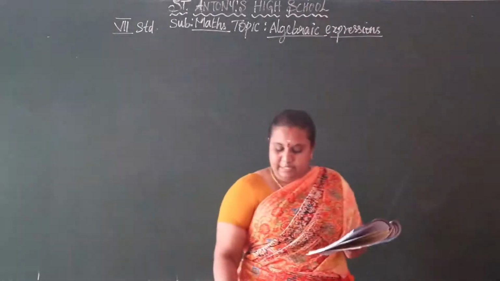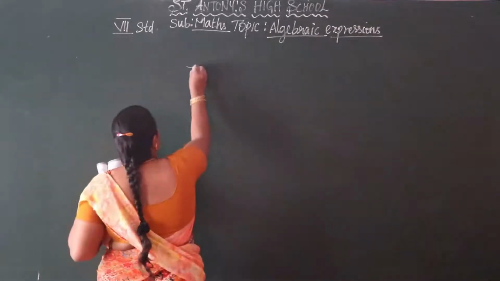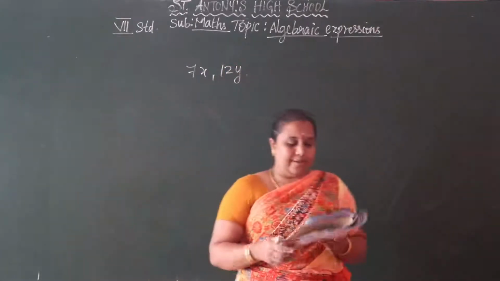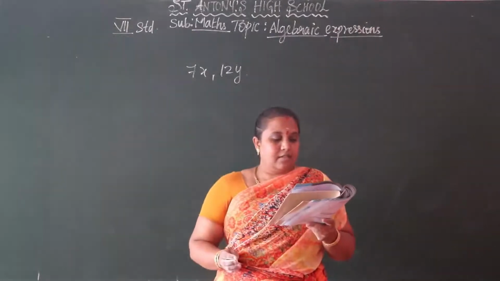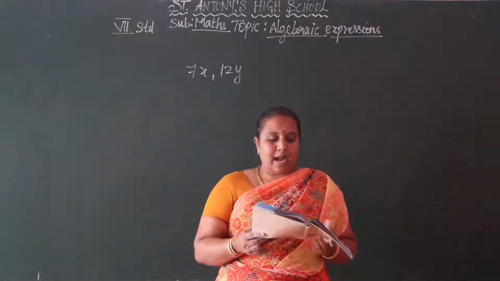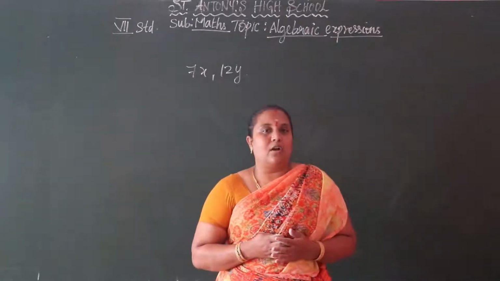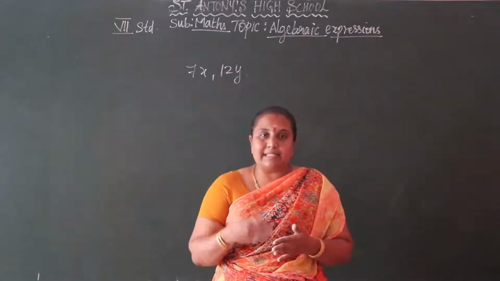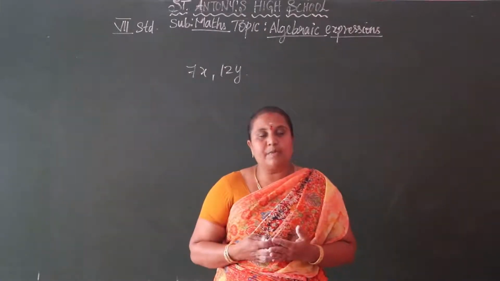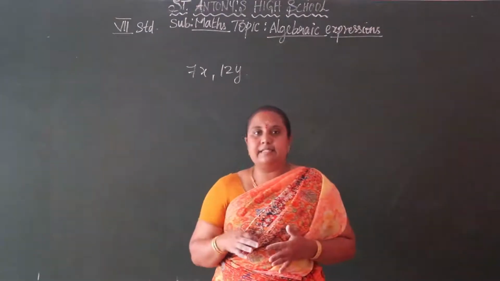See the textbook, children. First pair: 7x, comma 12y. It is given as the first pair. So are these two like terms or unlike terms? We have to write the reasons also. If we say these two are like terms, we must say why. If we say these two are unlike terms, we must say why. We have to write the reasons also.